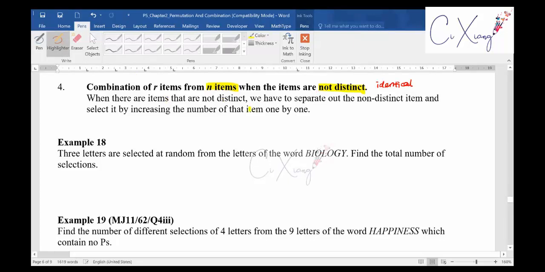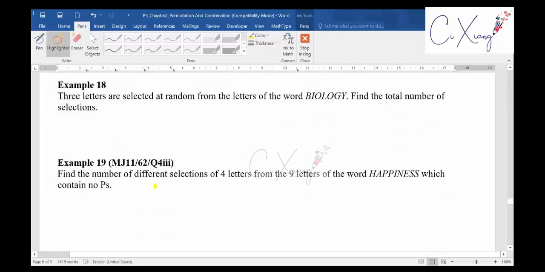You always need to do the case, increasing the number of that item one by one. That means you have to list out the cases one by one. Okay, you have to exclude the identical item and then increase the number one by one to answer the question. All right, so I will show you an example here. Okay, so you can have a look at example 18.